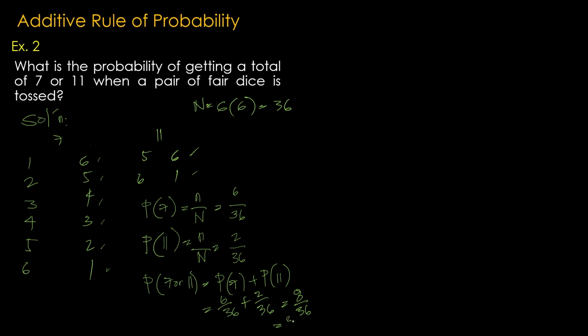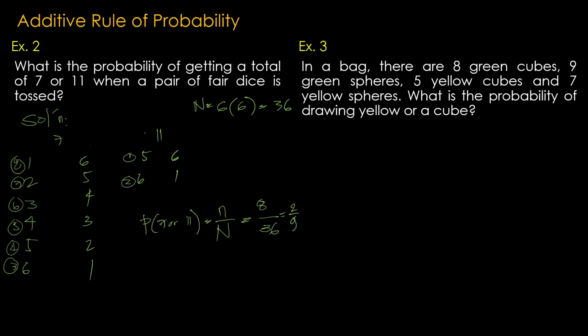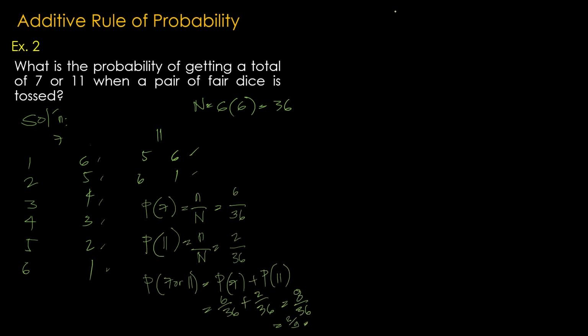We can have 2 over 9. That's now our answer. Next, in a bag, there are 8 green cubes, 9 green spheres, 5 yellow cubes, 7 yellow spheres.